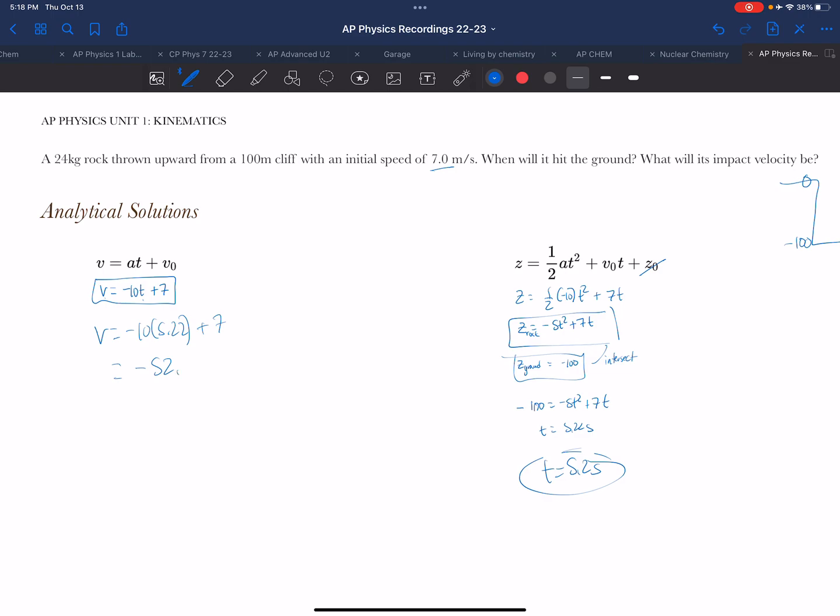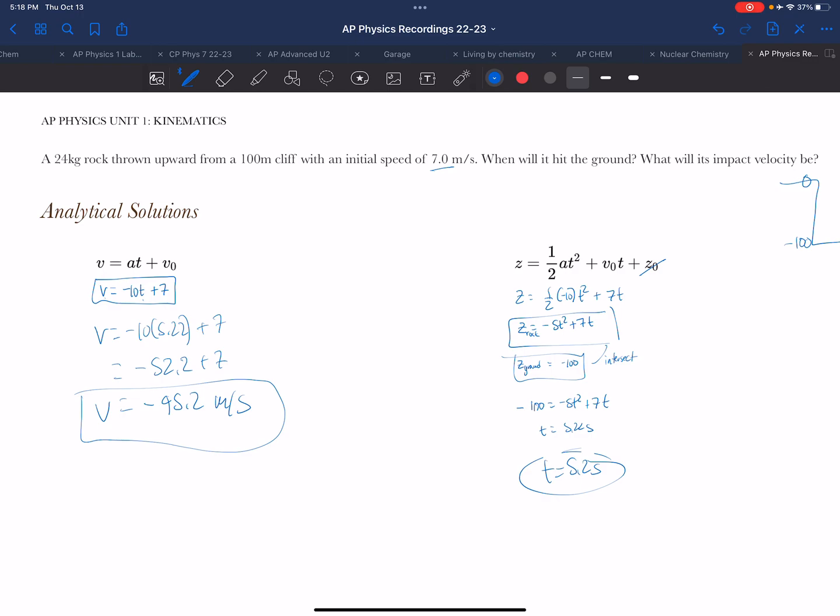So minus 52.2 plus 7 is going to be minus 45.2 meters per second. Minus 45.2 meters per second.